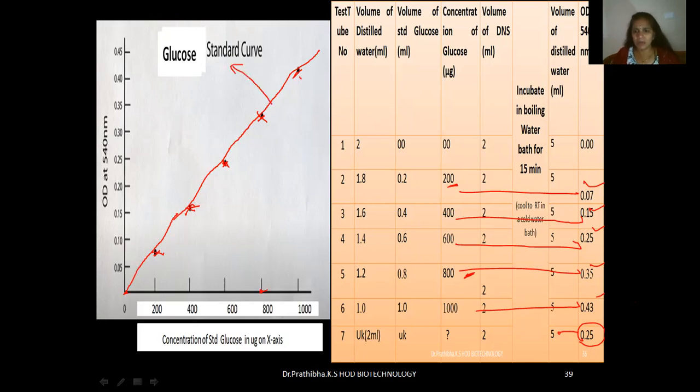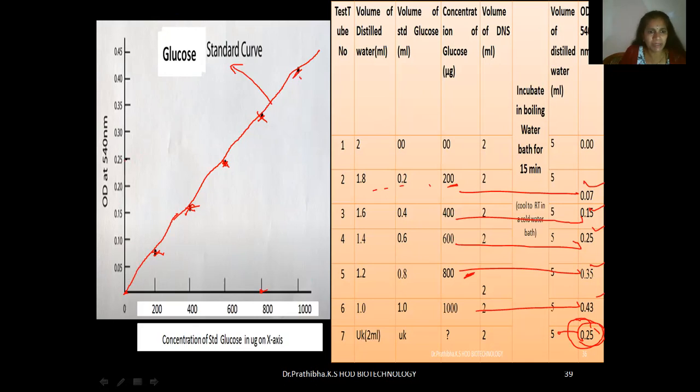Okay, once the standard glucose curve is ready, then you are going to plot your unknown sample. How much unknown did we get here? We got 0.25, right? This 0.25 you need to search where 0.25 will come. Yeah, here 0.25 is there.